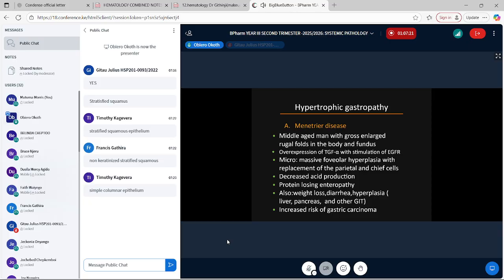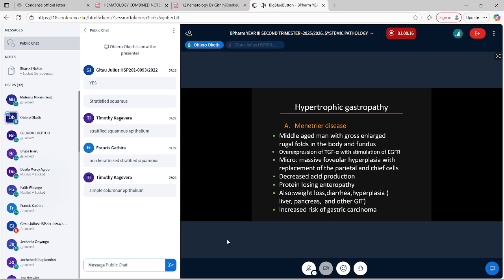Menetrier disease, this is when the stomach becomes thickened. So the term normally here we use is hypertrophic gastropathy. Yes, the stomach rugal folds are markedly enlarged because these patients have an overexpression of a growth factor we call transforming growth factor alpha. They have overproduction of transforming growth factor alpha, which stimulates epidermal growth factor receptor, and these are growth factors that will increase growth of cells. So you have the foveola. The foveola normally is the top layer of the stomach becoming thickened.